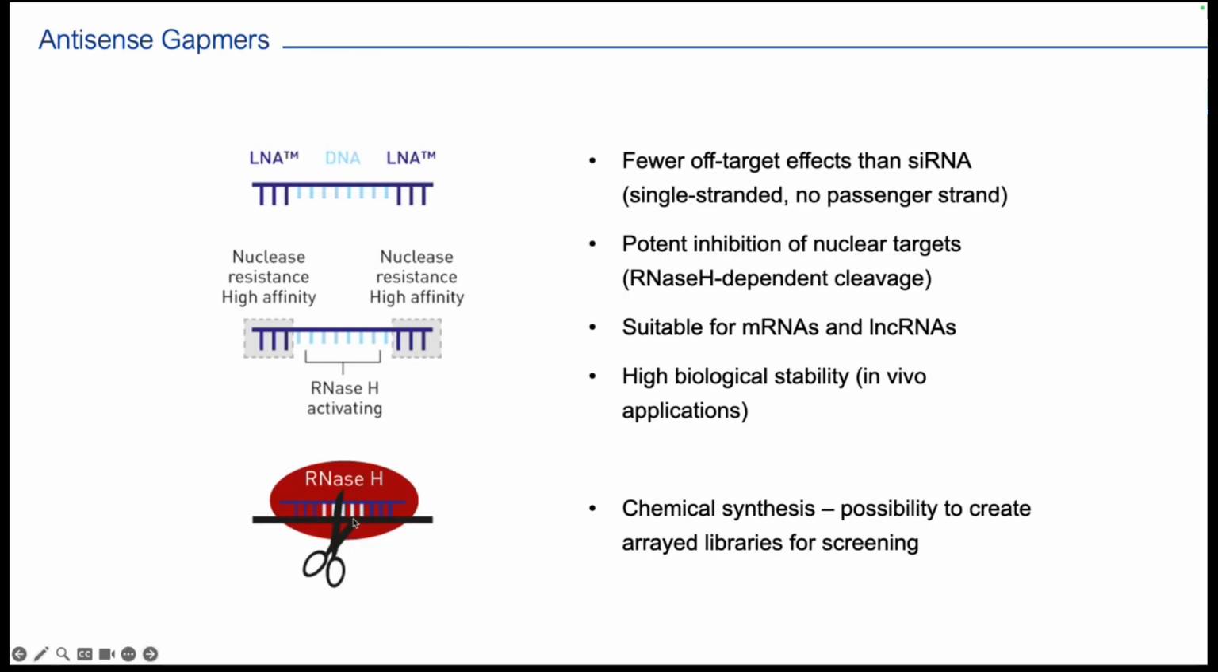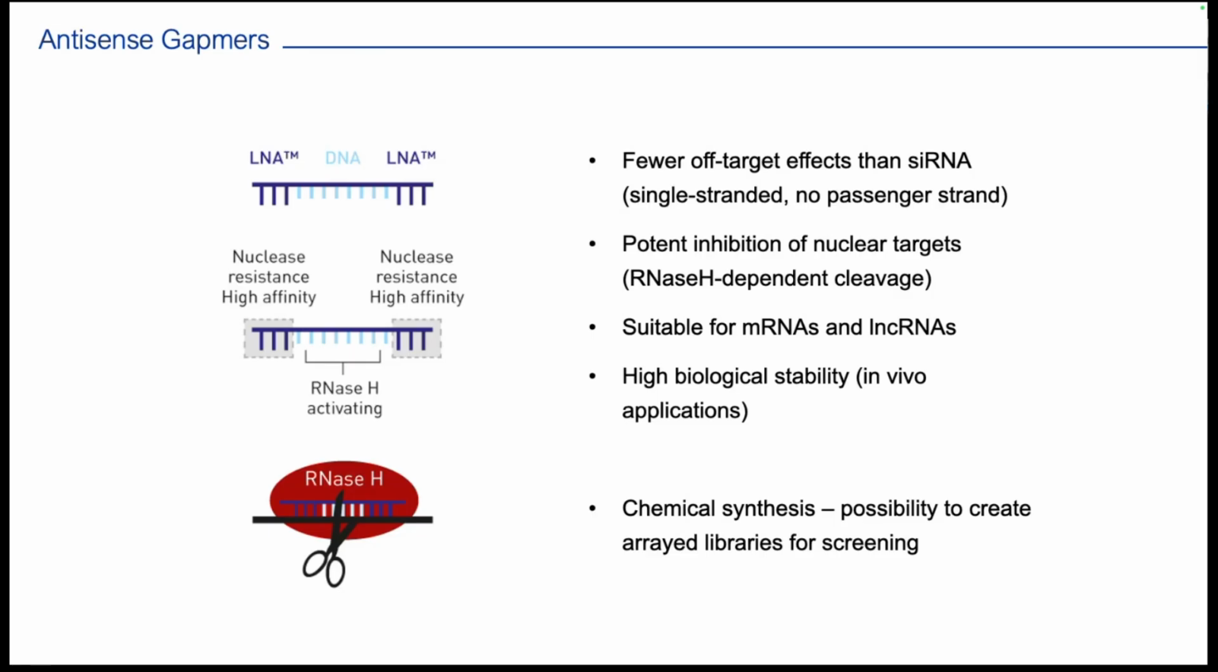One advantage, or the main advantage of this, is that this also works for nuclear long non-coding RNAs. Because the RISC machinery is in the cytoplasm, it's difficult to target nuclear long non-coding RNAs. Whereas with this technology, because the enzyme is also present in the nucleus, we can also target these long non-coding RNAs in the nucleus by transfecting these molecules. Of course, these molecules have to be designed for the specific RNA of interest.